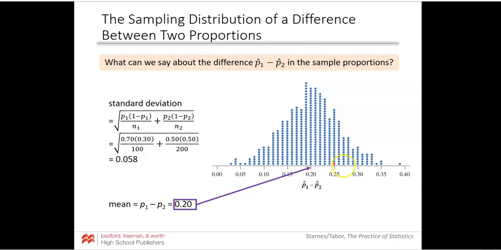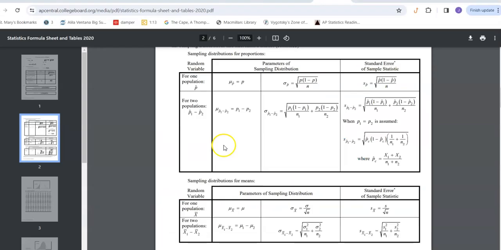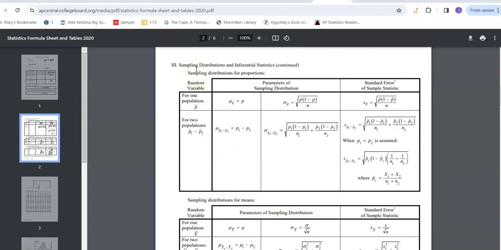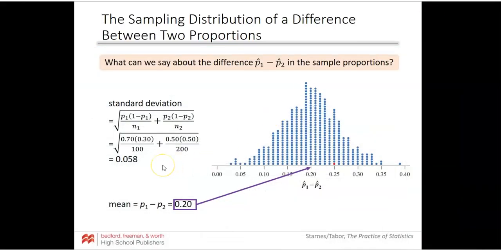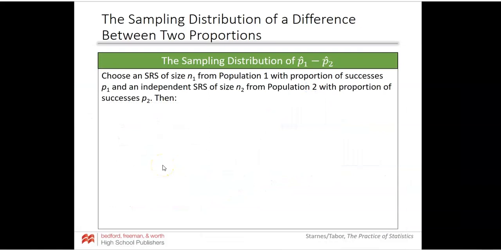I'm pretty sure that's on your formula sheet. Let me see if it is. So you can see on the formula sheet, this is on the top of the second page, I think. On the left top here, for one population, there's the square root of PQ over N formula. For the difference in two populations, P1 minus P2, the standard deviation is the square root of PQ over N plus PQ over N, all together there. So you've got that formula in case you need it. They also give you standard error, which you don't need for this one. Okay. So that's where that formula comes from.